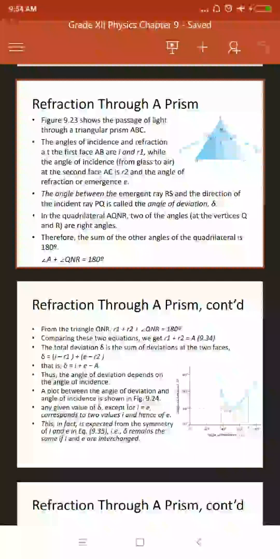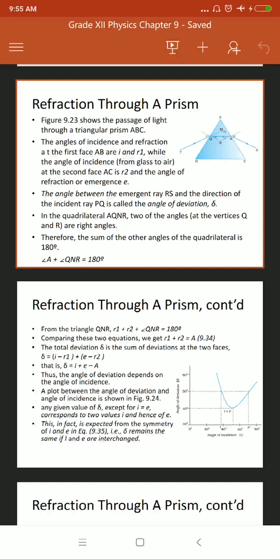Hello students, let us start our new session of chapter number 9, Ray Optics and Optical Instruments, with the topic Refraction through a Prism. Now we are taking a prism, as you can see in the diagram, over which we are going to pass the light.